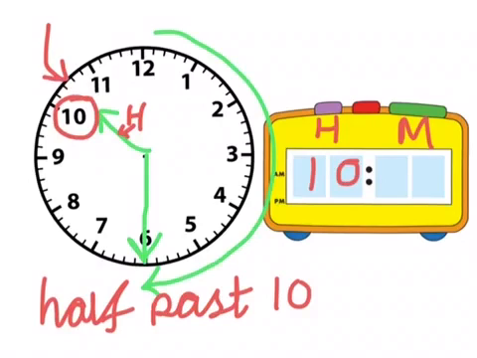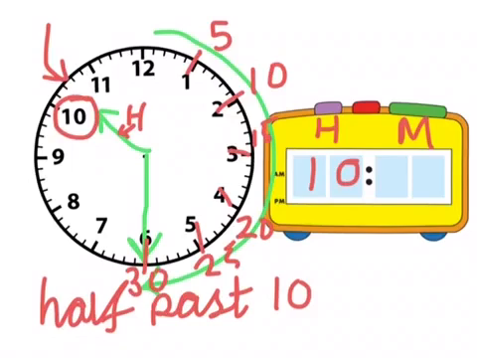Now my minute hand, we know, has travelled half of the way round the clock, and we saw on the last screen that was the same as doing 5, 10, 15, 20, 25 and then 30 minutes. So you can see that half past 10 is written as 10:30. Have a look on the next screen for another example.